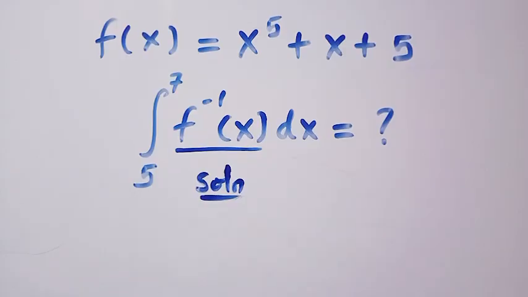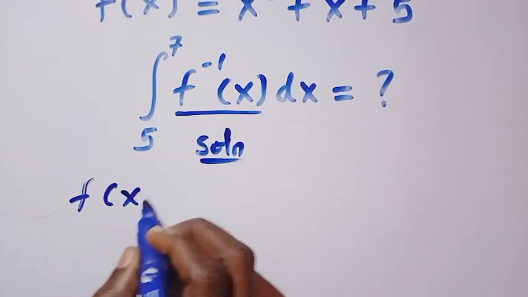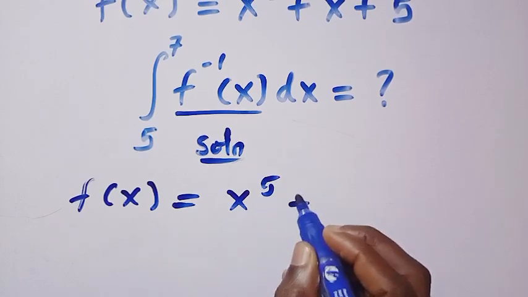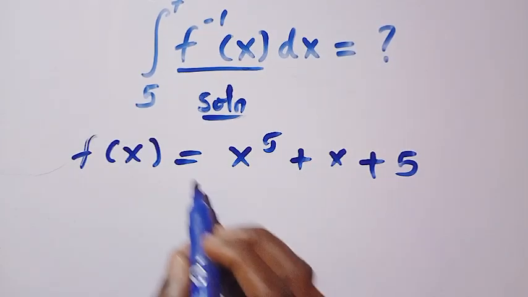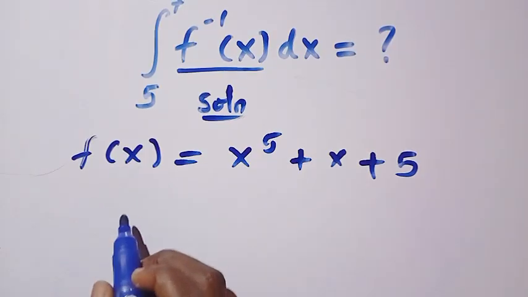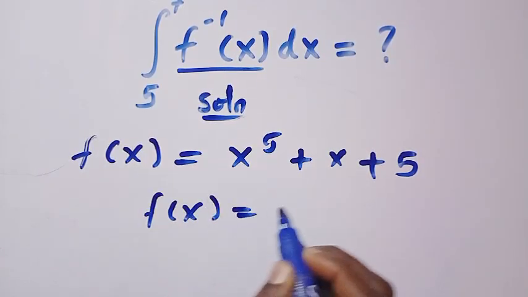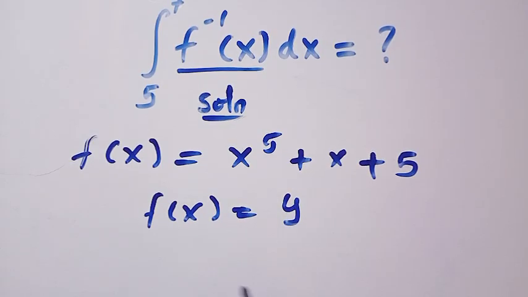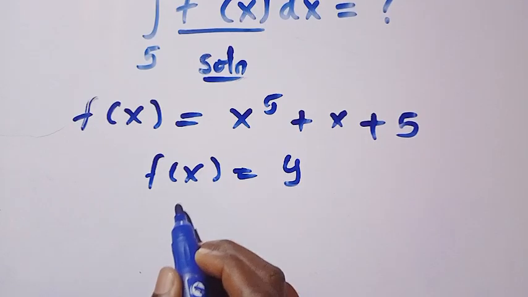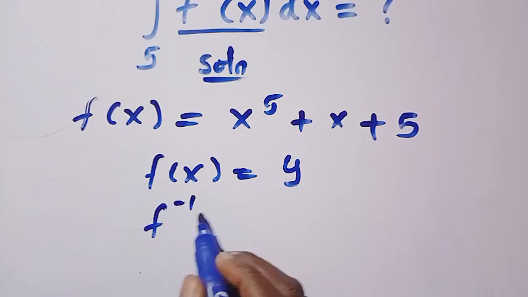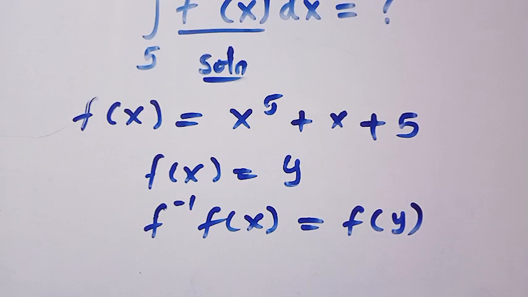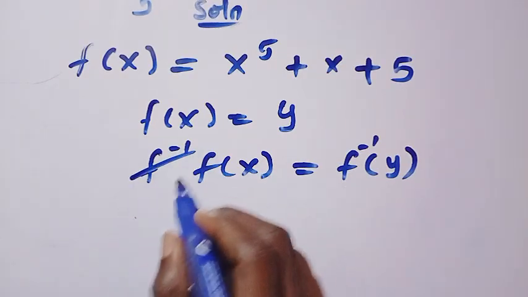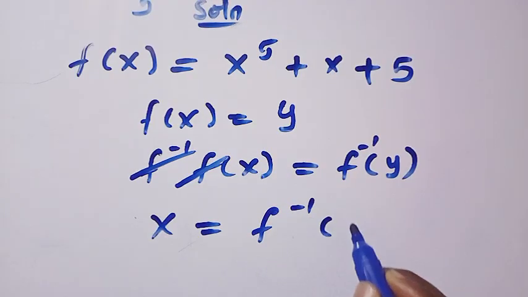Since this one is f inverse, we are going to consider the given problem, f of x equals x raised to power 5 plus x plus 5. If you want to find the inverse of any function, we let f of x equal y. So to find the f inverse, we have f inverse of f of x equals f inverse of y. Then if this and this cancel, we have x equals f inverse of y. So this is what we have.